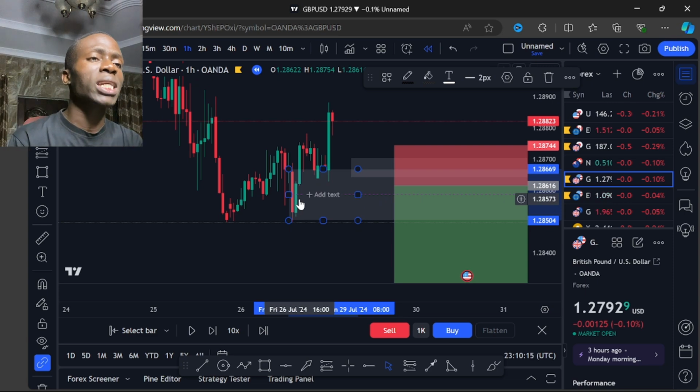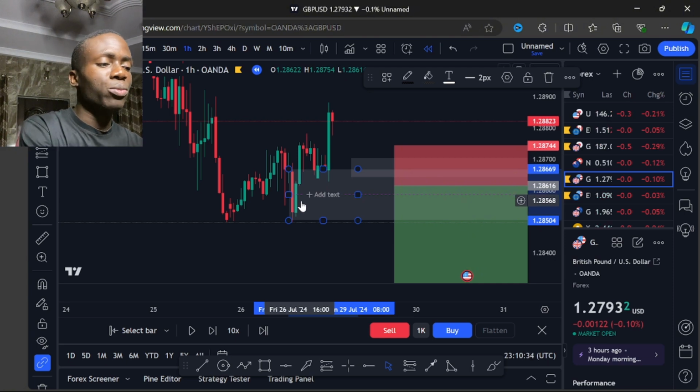And if you are identifying an area of demand as well, make sure that the bearish candle is not bigger than the bullish candle that came immediately after it. In a situation whereby you have these two candles to be equal, then you wait for the next candle to be printed in order to make your decision.